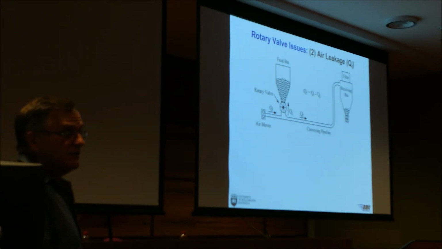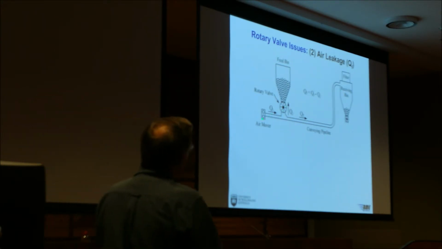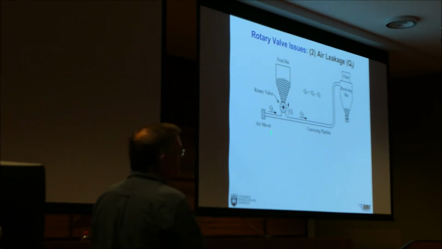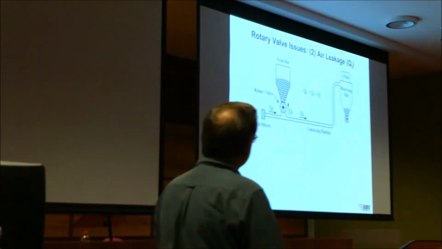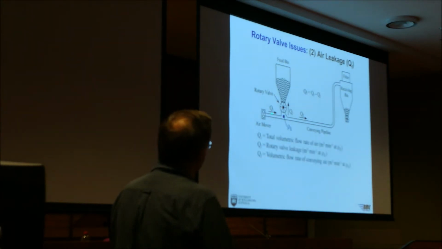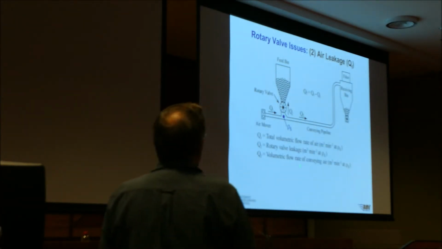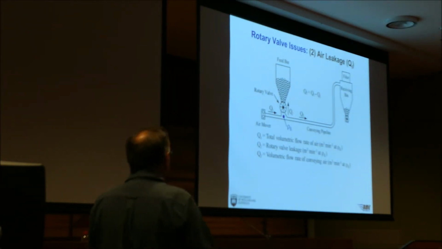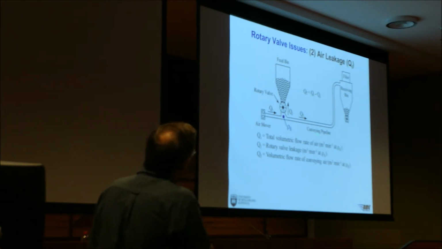The second issue that you have to deal with for design and also for troubleshooting is air leakage. Rotary valves have clearance. So you've got a rotary valve here, an air mover, and you blow product from here into a silo, so you'll have a positive pressure underneath the valve, above atmospheric. Let's define these. QT is the total volumetric flow rate of air, the supplied air flow rate, in cubic metres per minute. Could be per second or per hour, it's up to you, but in this case it's cubic metres per minute.